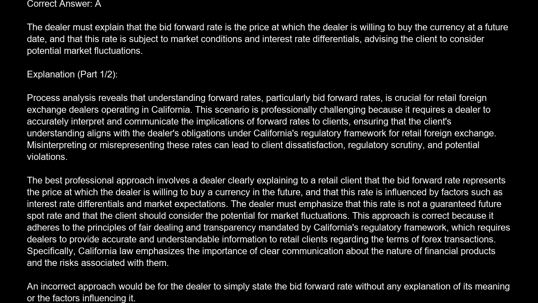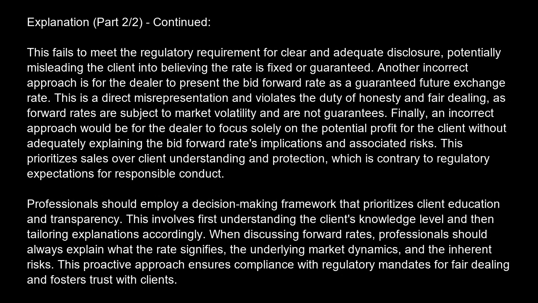An incorrect approach would be for the dealer to simply state the bid forward rate without any explanation of its meaning or the factors influencing it. This fails to meet the regulatory requirement for clear and adequate disclosure, potentially misleading the client into believing the rate is fixed or guaranteed. Another incorrect approach is for the dealer to present the bid forward rate as a guaranteed future exchange rate. This is a direct misrepresentation and violates the duty of honesty and fair dealing, as forward rates are subject to market volatility and are not guarantees.